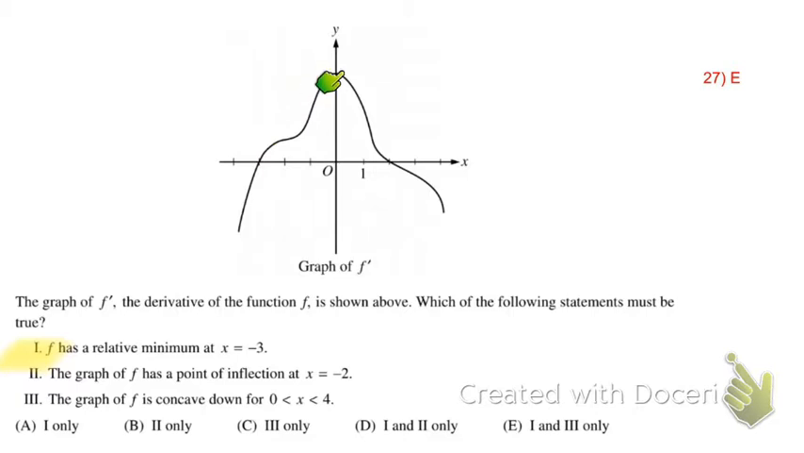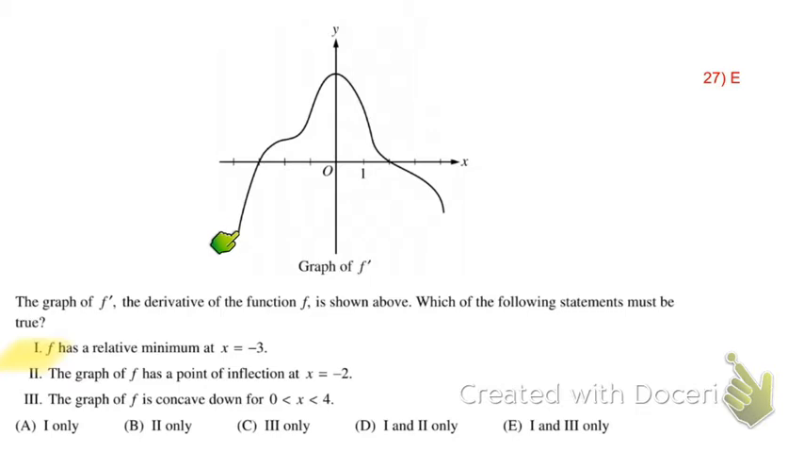There is one at 0, because we have a maximum there, but not here at -2. So I think 2 is not a correct answer. The third one, the graph of f is concave down for 0 to 4. All right, 0 to 4 would be from here all the way down here. Remember that concave down is wherever the first derivative is decreasing.